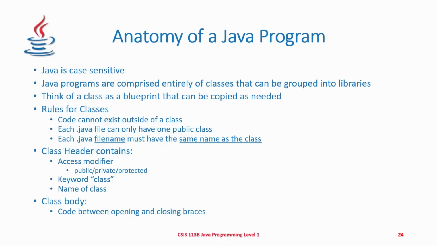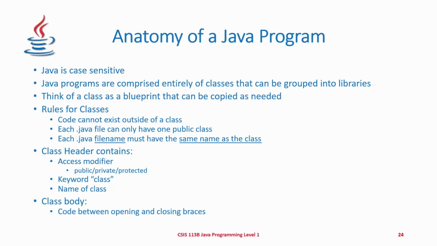Each Java file, remember that's the source code files, can only have one public class within them. Now you can have private classes, protected classes. Generally speaking, at least in the course that we're going through here, Java Level 1, you'll just have one public class.